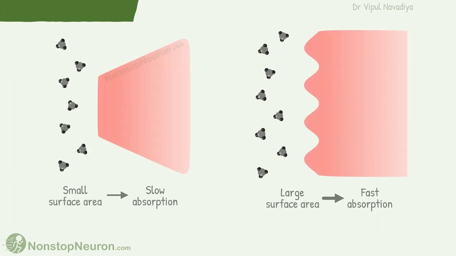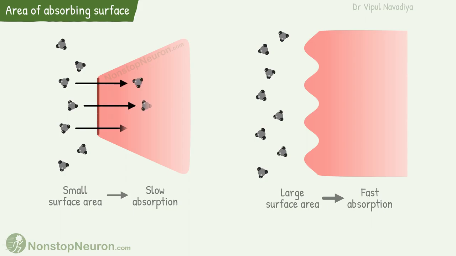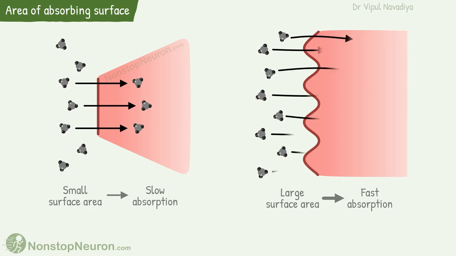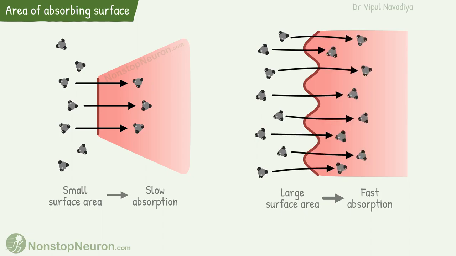The next factor is the area of the absorbing surface. Obviously, the smaller the surface area, the less the drug is absorbed. And the larger the surface area, the more the drug is absorbed. For example, the stomach has a smaller surface area as compared to the intestine. This is one of the reasons why absorption from the stomach is slower than that from the intestine. So this was about the surface area of the absorbing surface.